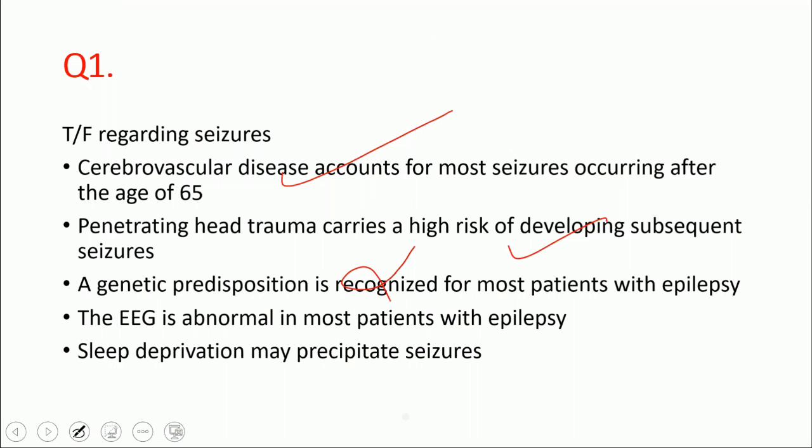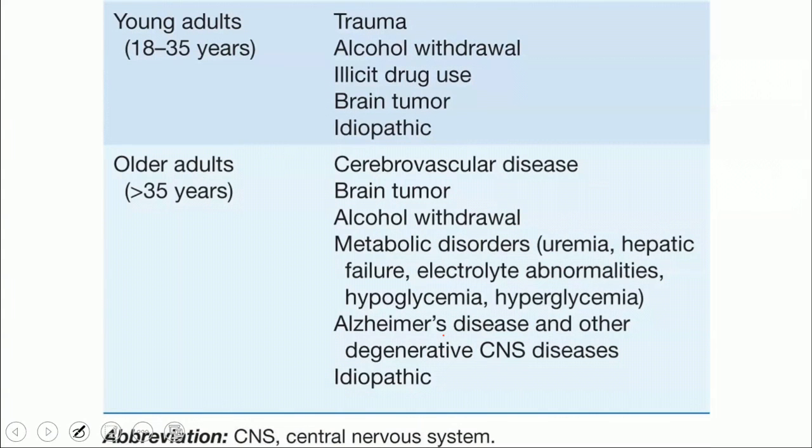Now, there are several things that can trigger seizures, right? So sleep deprivation is a very famous seizure trigger. Also fasting, right? And related hypoglycemia can also precipitate seizures, right? So sleep deprivation may precipitate seizures. Okay, so here I've given you some important causes. As you can see, older you get, things like cerebrovascular disease become far more common, right? That's very, very common.